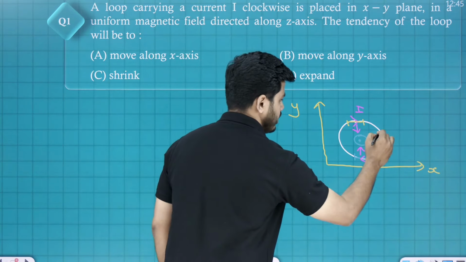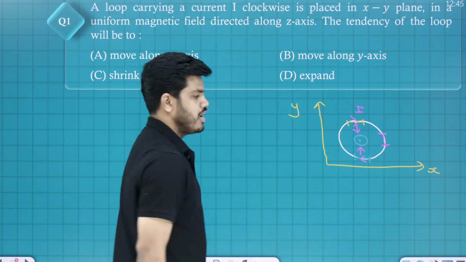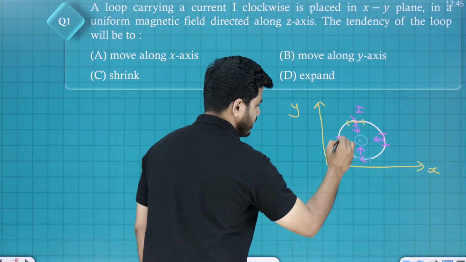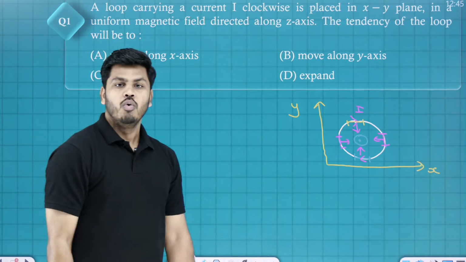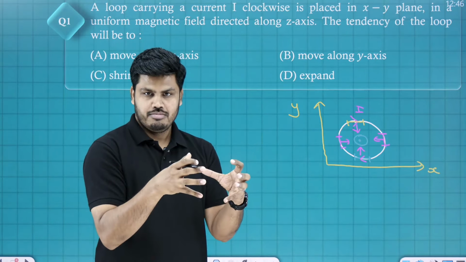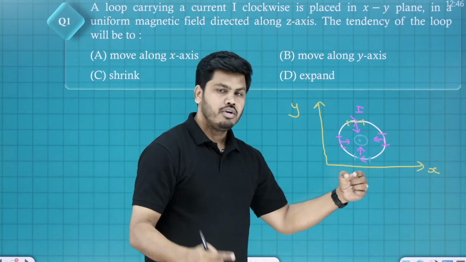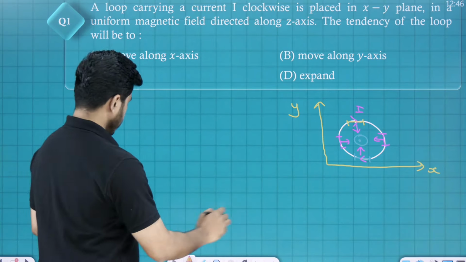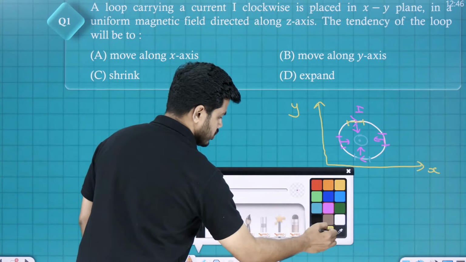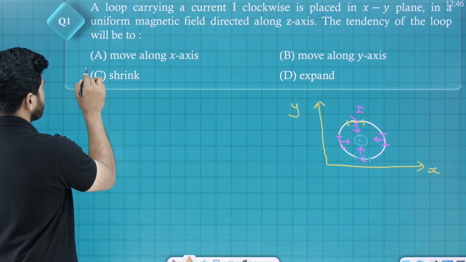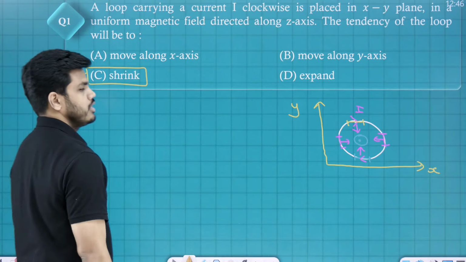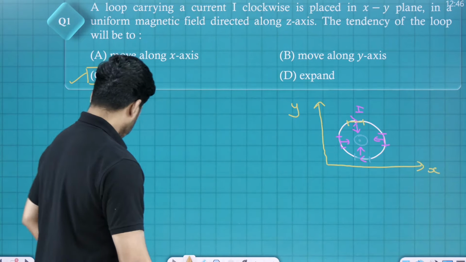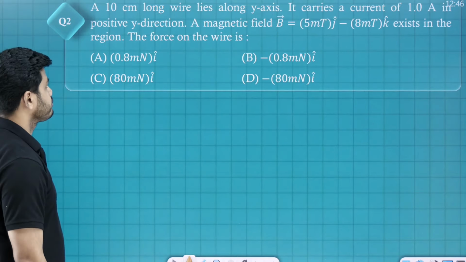Okay, so if you apply Fleming's left hand rule, you can see the forces acting at different line elements on this loop will try to contract it, because of the direction of the force. Look at the force. The force everywhere is acting towards the center of the loop. Yes, so we can say the force is acting towards the center, which will try to contract the loop. So option C, the loop will shrink. That is the answer. Okay, right. Now let us move on to the next question.